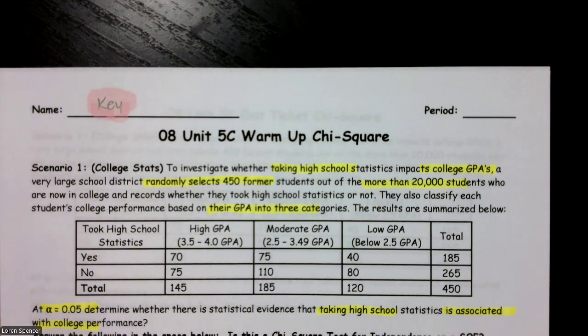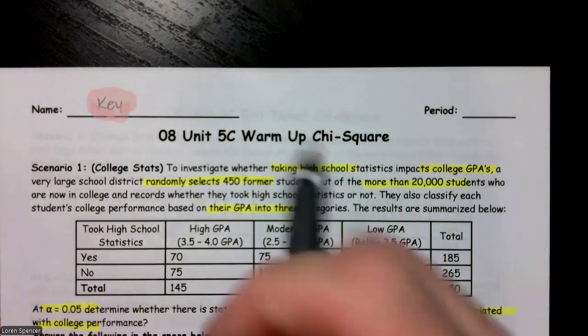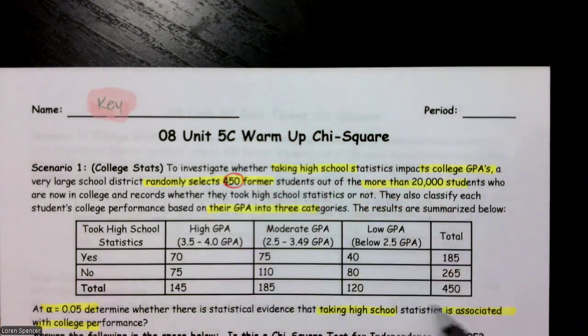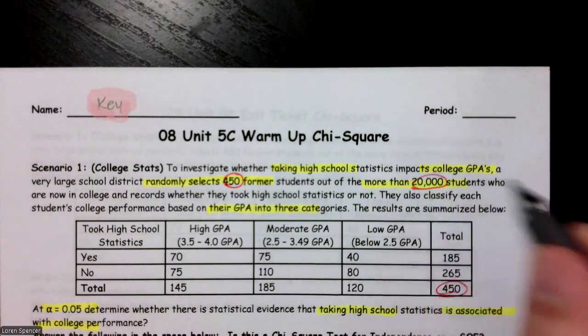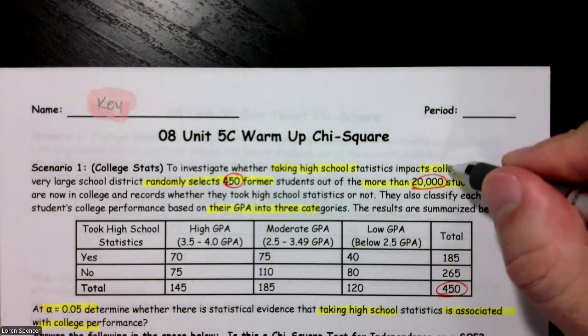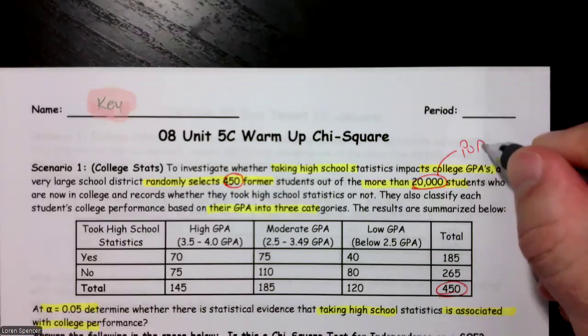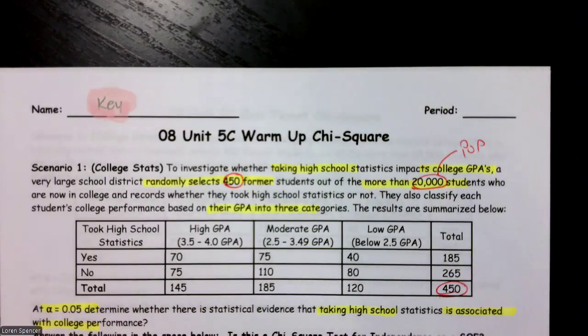To investigate whether taking high school statistics impacts college GPAs, a very large school district randomly selects 450, so we have a sample size of 450 college students out of the more than 20,000 students who are now in college. This is the population, and the district records whether they took high school statistics or not. They also classify each student's college performance based on their GPA into three categories.